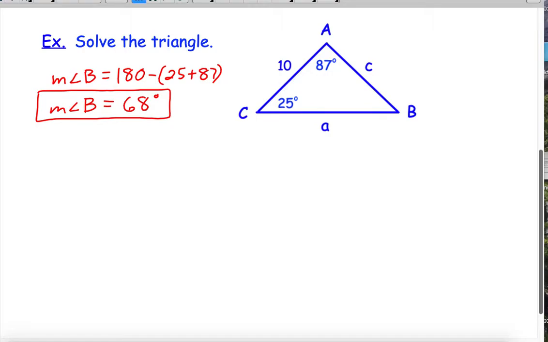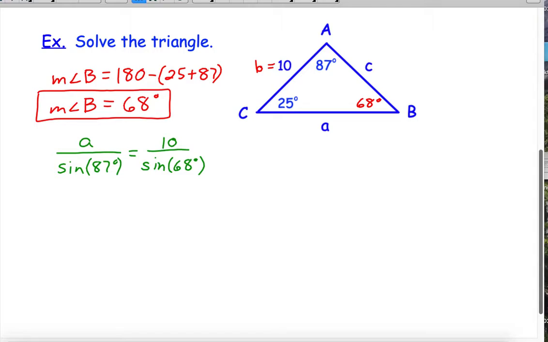Okay, I'm going to fill that in. So now I have all 3 angles. Now I need to figure out the missing sides. I know side B, this is side B because it's across from angle B. So let's start with side A. So A over the sine of angle A, which was 87 degrees, is equal to B, which is 10, over the sine of B, which we figured out was 68 degrees.